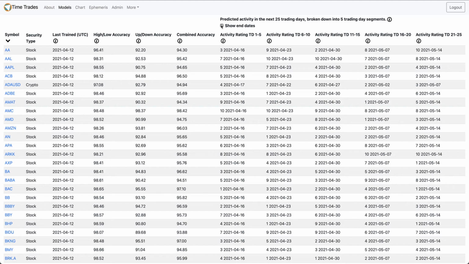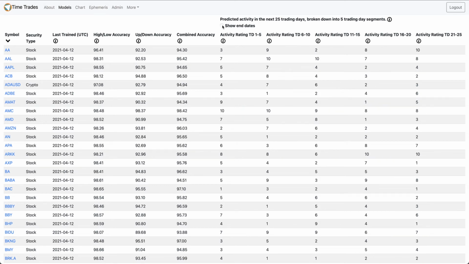You can see the difference here when you turn on the end dates feature. Then you can see that Cardano or ADA has a different set of trading days than the stocks. So that way it's clear what everything is based on.